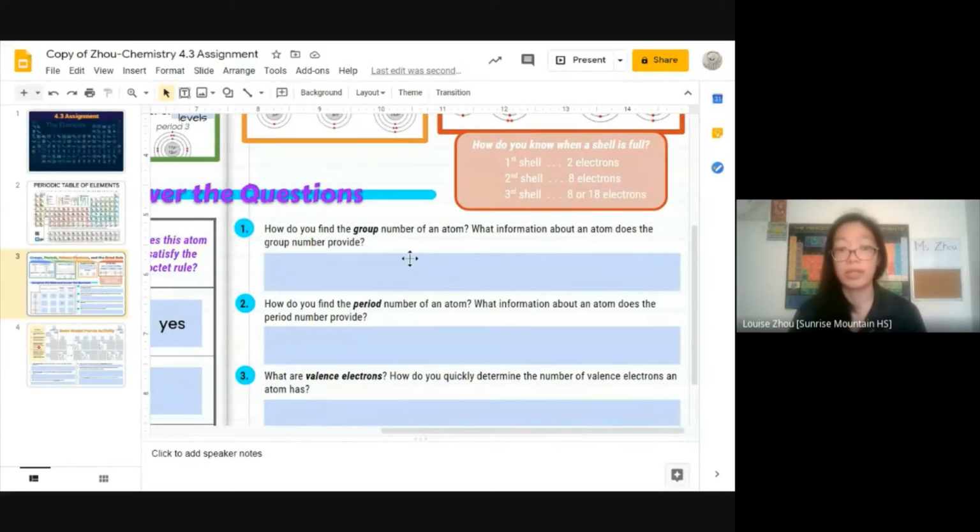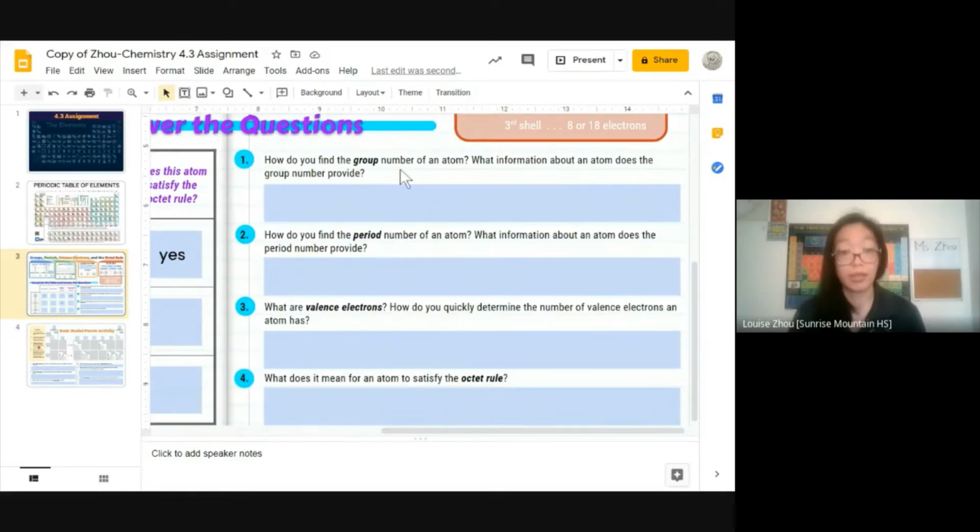What information does it tell you? It's in this corner over here. We just answered it in the definitions. Tell me what are valence electrons and what does it mean for an atom to satisfy the octet rule? So you can just answer these based on everything else that we answered.